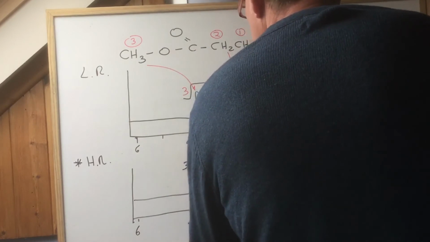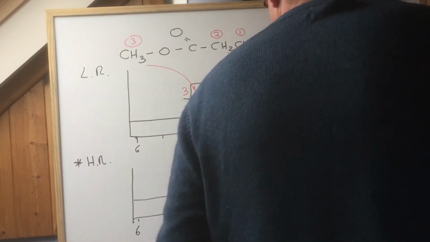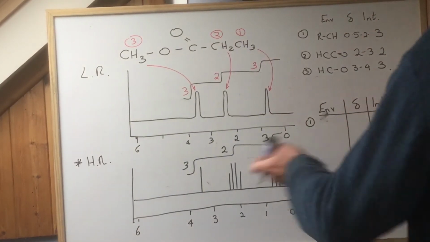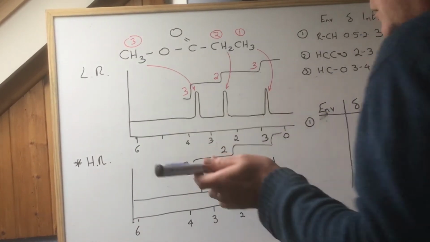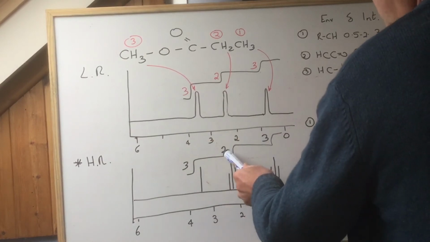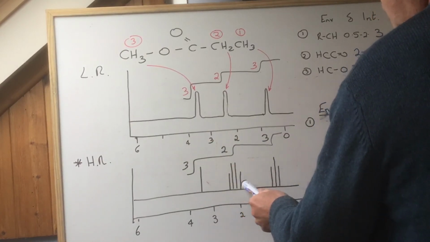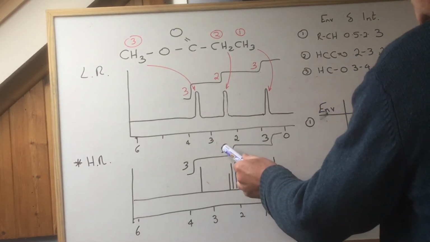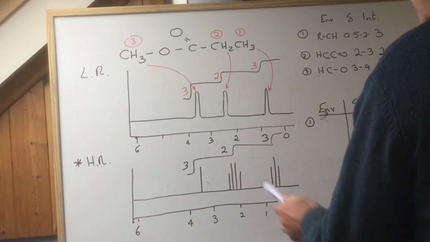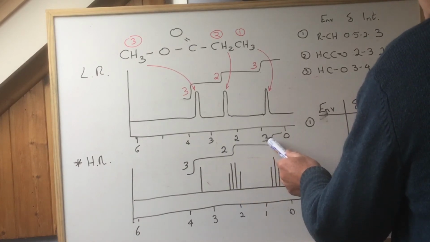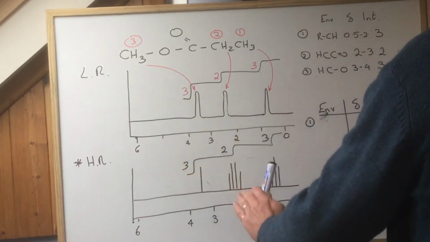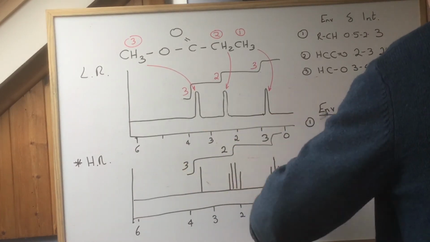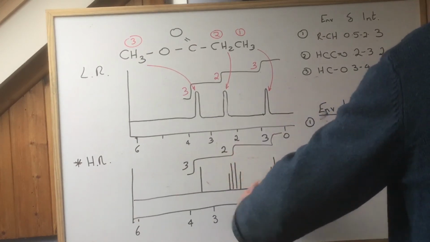So 3, 2, 3. Okay, but you couldn't tell that from looking at these. Notice there's absolutely no correlation between the integration peak and how much it's split into. There's 2 protons in that environment, but it's split into 4. There's 3 protons in that environment, but they're split into 3. So there's no relationship whatsoever between those numbers. They're generated in different ways.